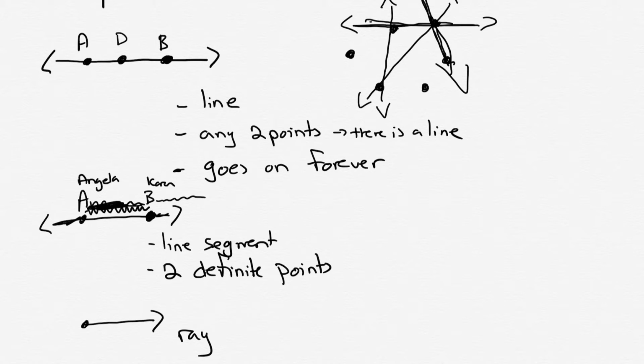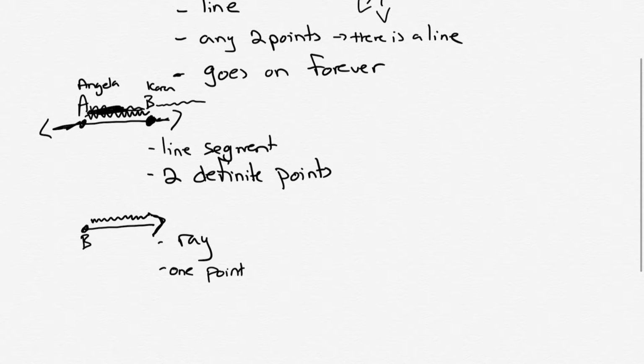Now, a ray always is going to have one point on it, and you can see that right here. It's only going to have one point on it, and then it's going to go on forever. And that's an arrow. So basically it has one point on it, it has one arrow on it. And it would be all of this area here. Okay? And this is like I mentioned before, that line of people that never ends.